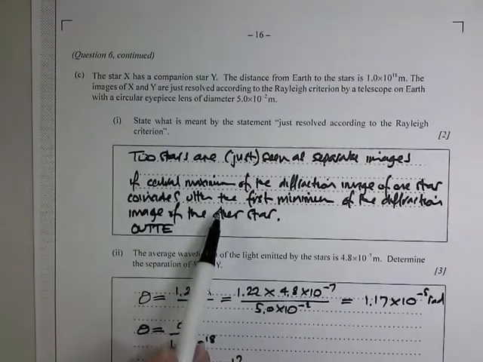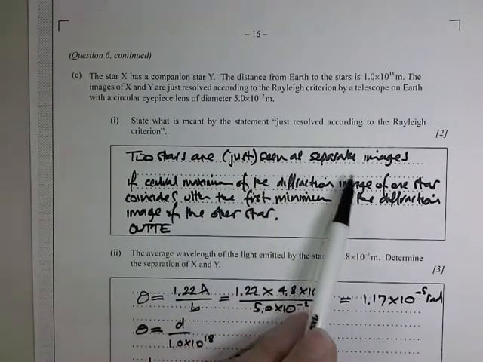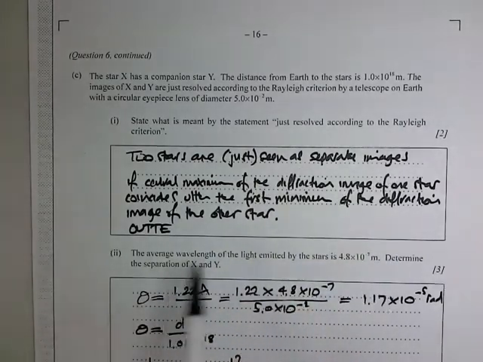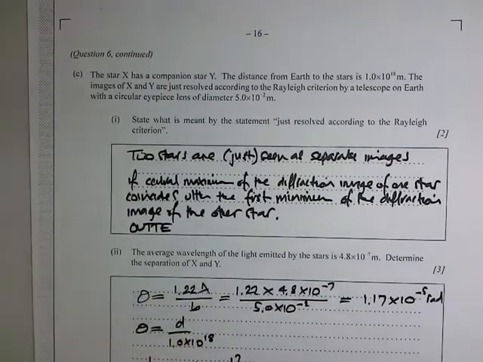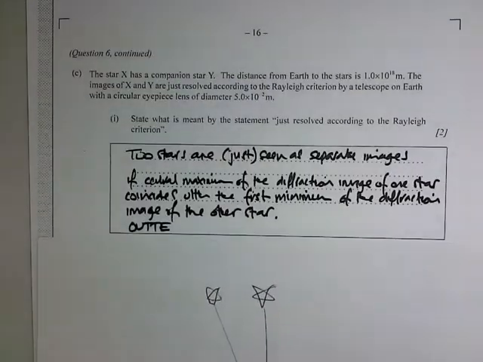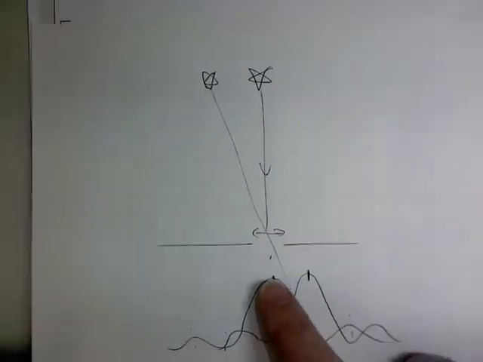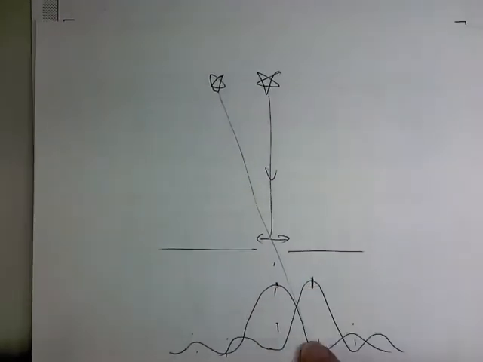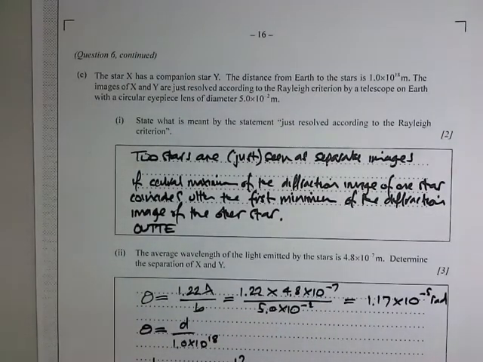So the two stars can be just seen as separate images by the eye if the central maximum of one star coincides with, so that's the one star central maximum here, and here's the central maximum of the other star, the first minimum of the diffraction image of the other star.